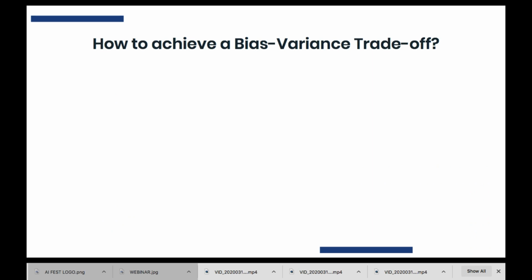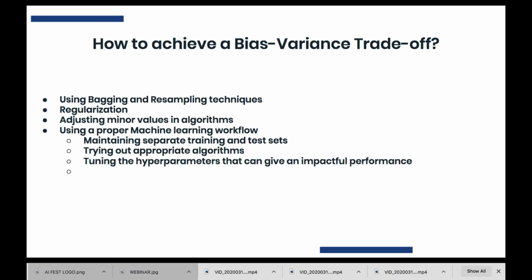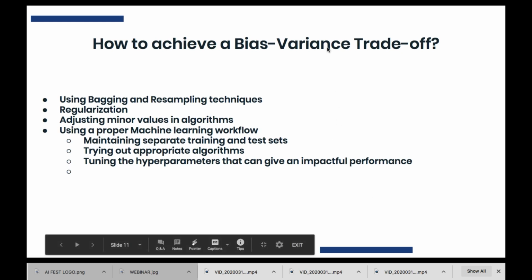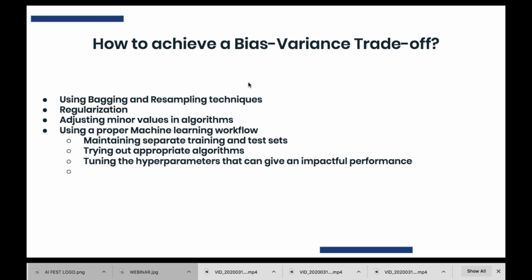Now, how do we achieve bias and variance trade-off? We achieve bias and variance trade-off by using the following techniques. You can use any of the techniques, depending on what you desire to use. The first one is bagging and resampling technique. The next one is regularization, and another one is adjusting minor values in the data set and using the proper machine learning workflow. So maintaining a separate train and test set, trying out appropriate algorithms. The last one is hyper-tuning, which is called hyperparameter optimization or tuning.